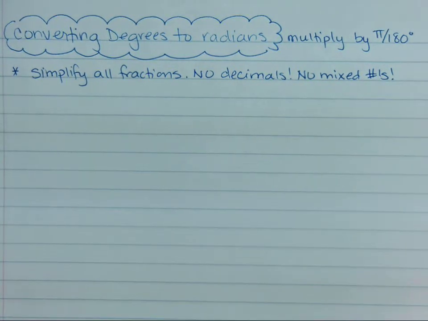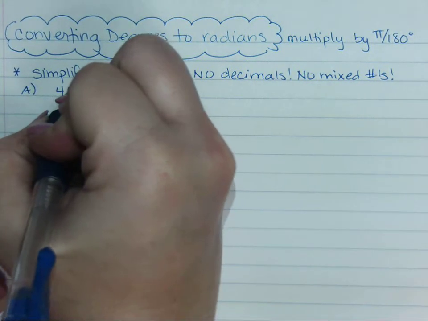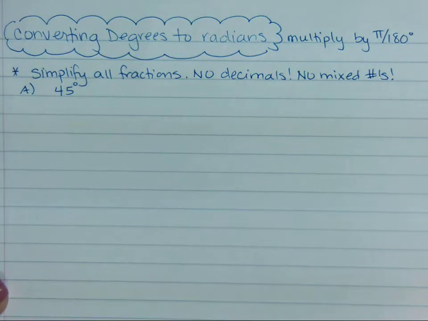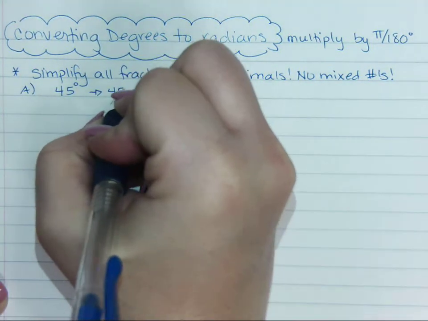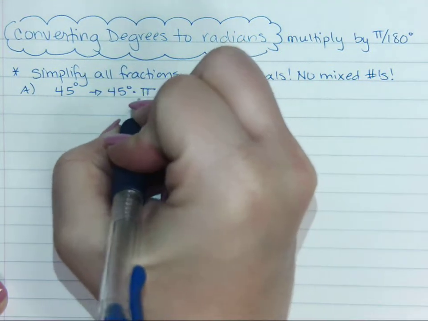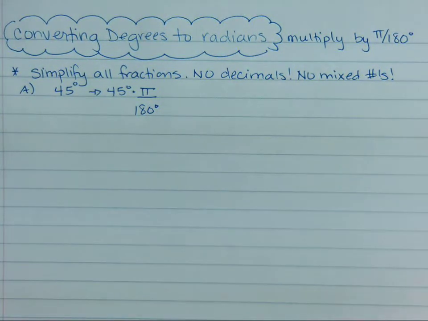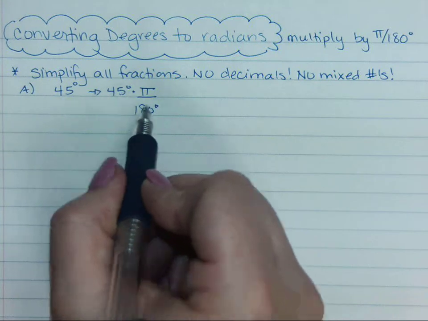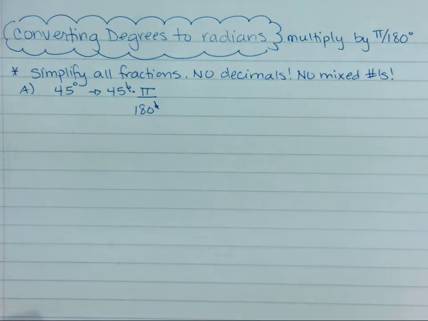So let's look at a few examples of how you're going to do this. Again, if I'm given the measurement 45 degrees, I'm going to take that 45 degrees and multiply it by pi over 180 degrees. You're going to see that the degree symbol on the top and bottom are common units, which is how they cancel each other out.